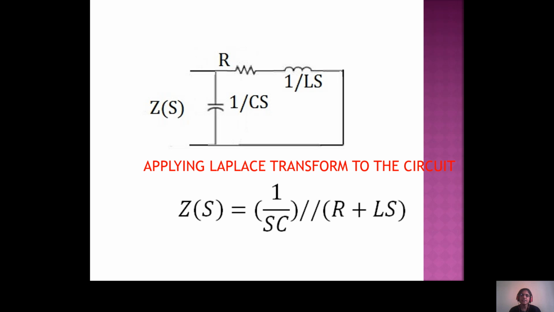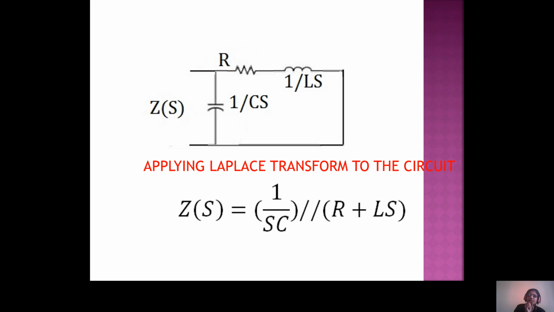When you take the inductance, v is equal to L di by dt. When you take the Laplace transform, V of S is equal to L into S into I of S minus I of 0. The initial condition will be 0, so V of S is equal to SL into I of S. So V of S by I of S is equal to L into S, and I of S by V of S is equal to 1 by Ls.